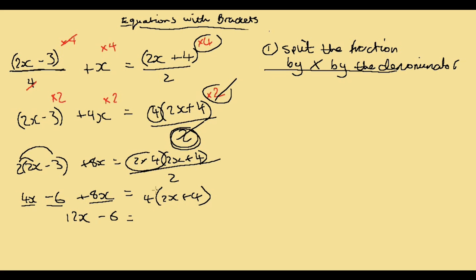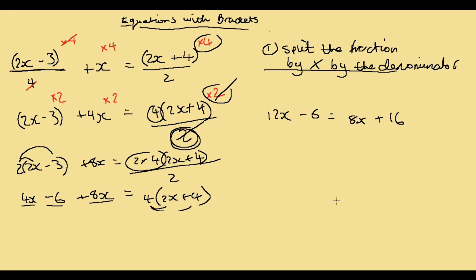This bracket here can be expanded by multiplying out the 4 with the 2x and the 4. 4 times 2x is 8x. 4 times 4 is 16. So there we go. Now where from here? Well, I'll just take this and give ourselves some more room. There we go, up here. Let's get rid of that.